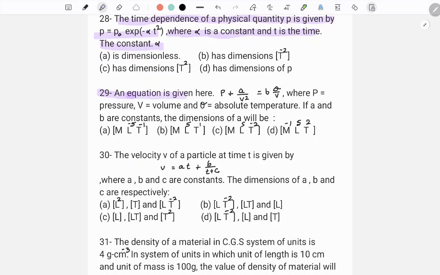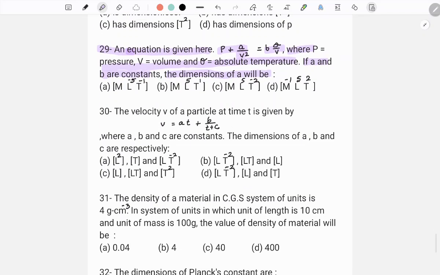29th. An equation is given by P plus A upon V square is equal to B theta by V, where P is pressure, V volume and theta absolute temperature. If A and B are constants, the dimensions of A will be.